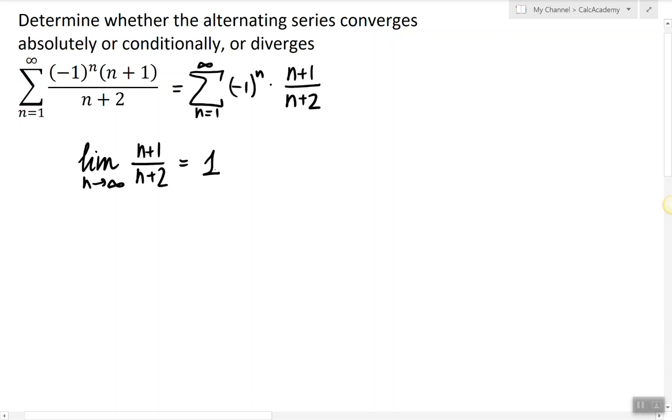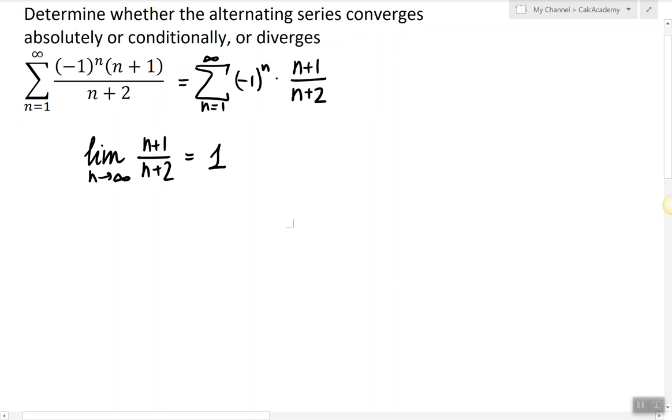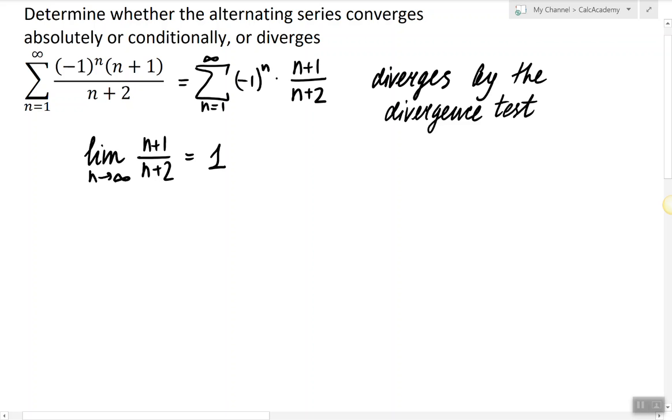Therefore, we don't even have to check the remaining two components because this series diverges, and the reason for this is not even the alternating series test but the divergence test. Because the limit of the nth term is not equal to 0, we say this series diverges by the divergence test.